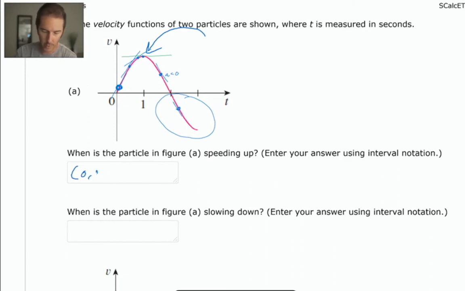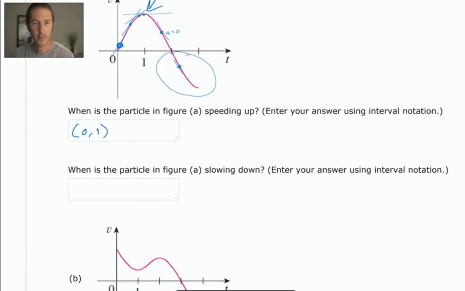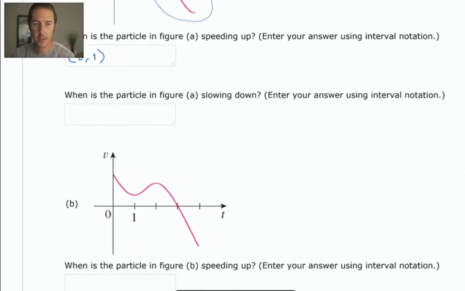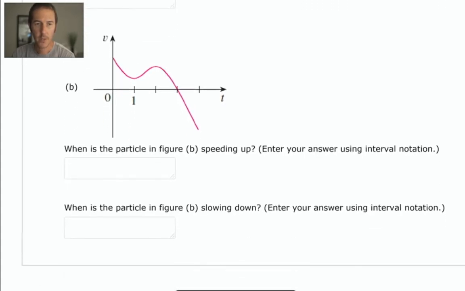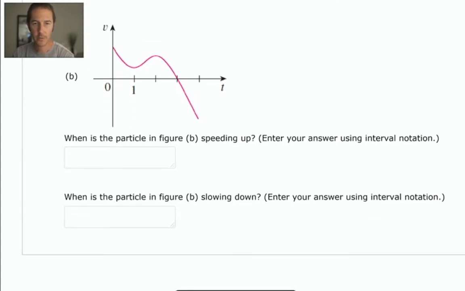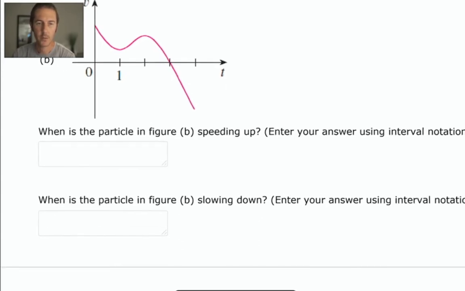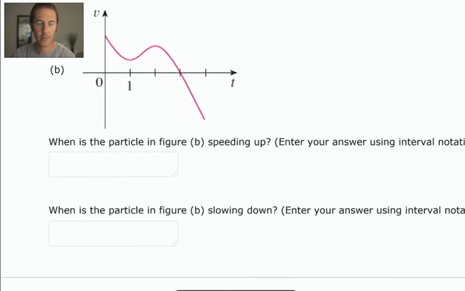That wasn't much of a 1. There we go. Slowing down, acceleration and velocity need to have opposite signs. And then you'll go through that whole examination process and draw some tangent lines on this curve also. The tangent lines will be modeling acceleration.